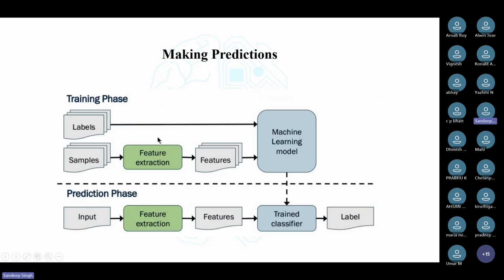So this is a complete flow chart of how we are going to solve any machine learning problem. We have labels and we have samples. We do the feature extraction, and these features are used as input to the machine learning model. This is the training phase, and then the prediction phase. Till this part, everything is the same. After that, we use the model we have trained on the unseen data set and get the label, the output for that particular problem.